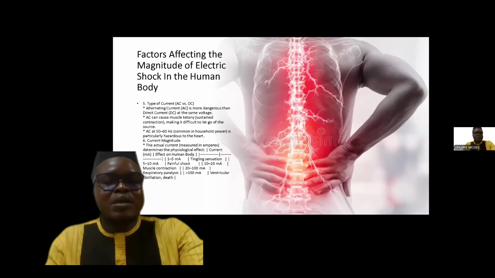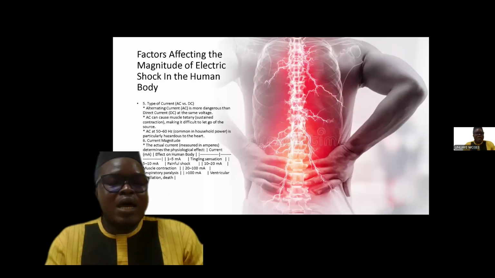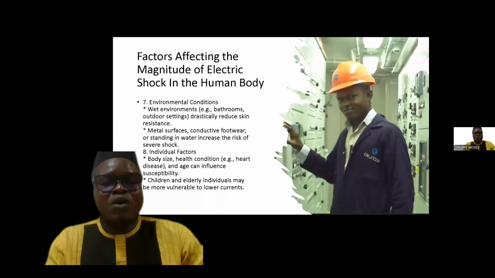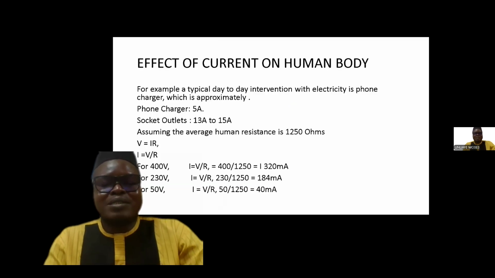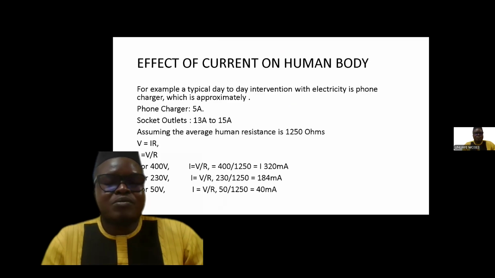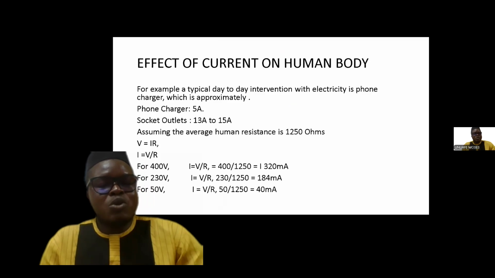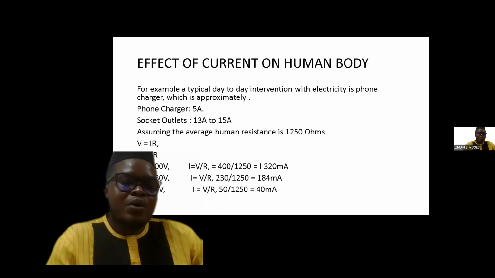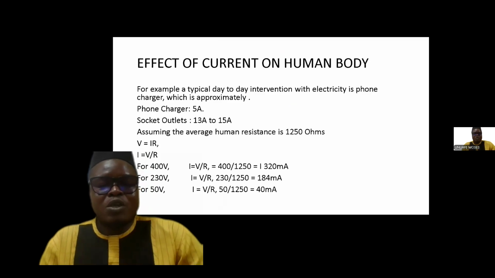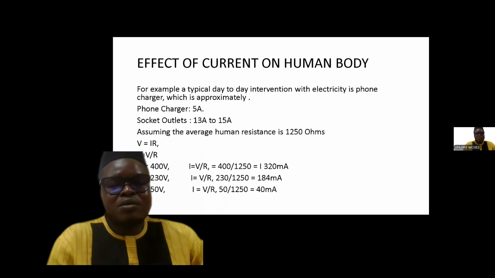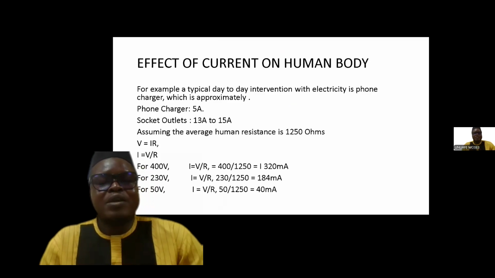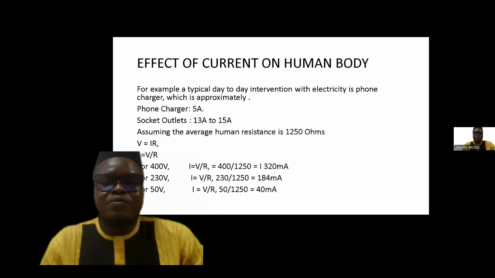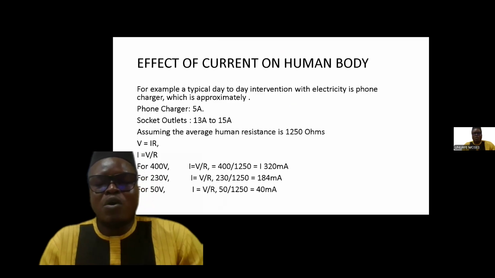Now let's come back to the effect of 320 milliamps. At 100 milliamps, you are already exposed to ventricular fibrillation, which is death. So if you are exposed to 400 volts, that is to say, it is death totally. Now, let's take, for instance, you are exposed to 230 volts of AC. If we are to calculate our current, voltage is equal to 230 divided by the human resistance, which is 1,250, which is going to give you 184 milliamps.